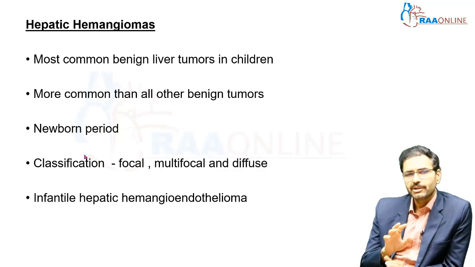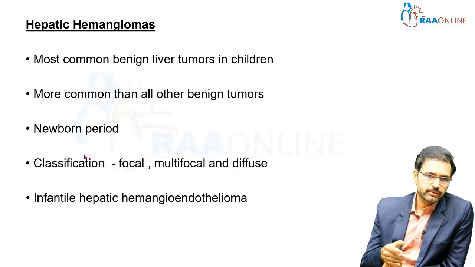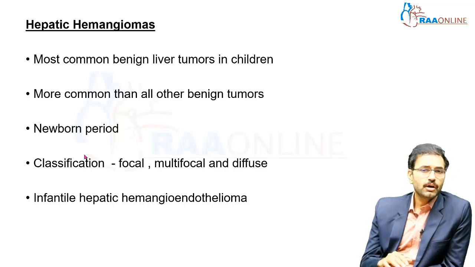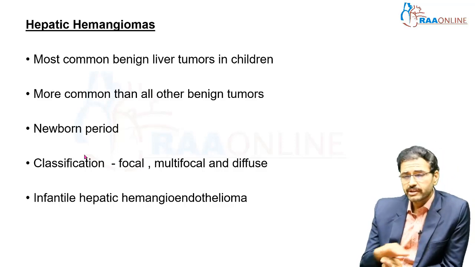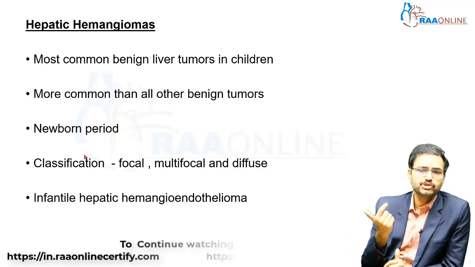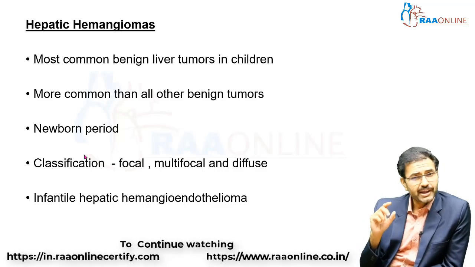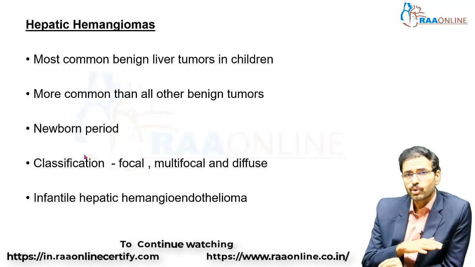Hepatic hemangiomas are classified into either focal, multifocal or diffuse variants. An earlier terminology of hepatic hemangioma, which was used extensively and which is now being given up, is what was called an infantile hepatic hemangioendothelioma. Now, this terminology, infantile hepatic hemangioendothelioma, is no longer used.